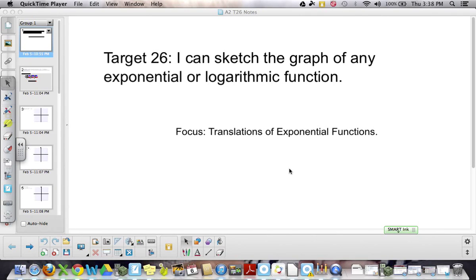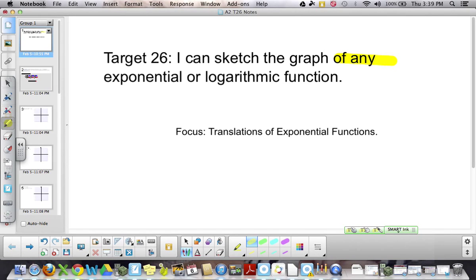Algebra 2, target 26. I can sketch the graph of any exponential or logarithmic function. Keyword here being any. As we saw in target 25, we learned how to graph very basic exponential and logarithmic functions. Now we're going to look at translations of those same functions. In this first part of target 26, we will be focusing on translations of just exponential functions. And in the second part, we will look at translations of logarithmic functions.